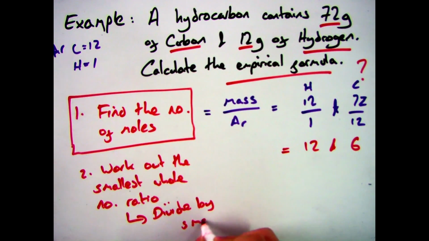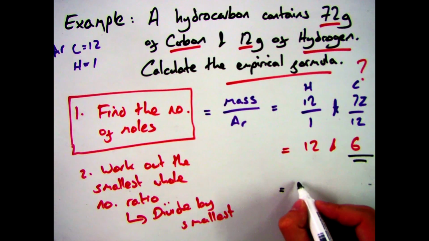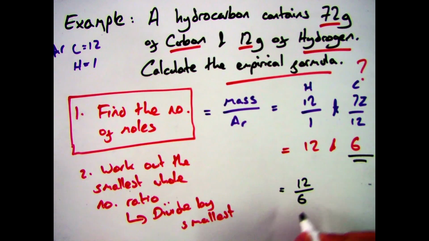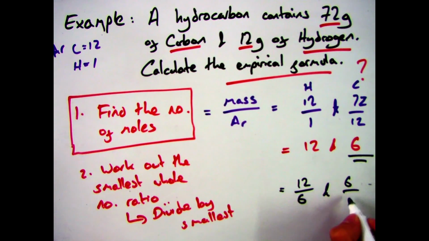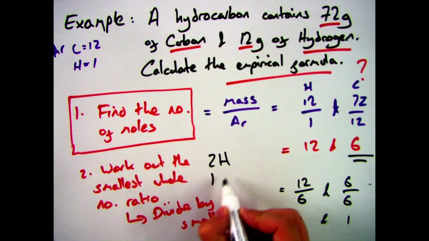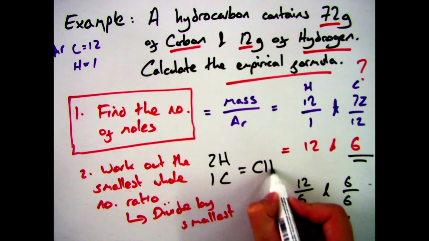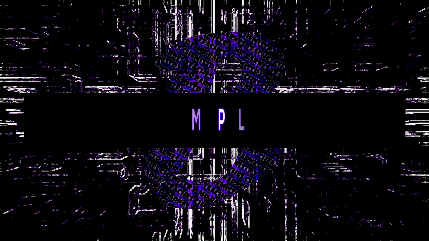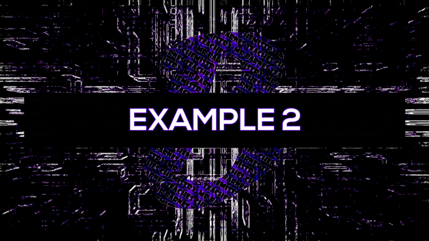Now the second step is to divide both of those numbers by the smallest one. So in this case it's 6. So what I need to do is divide 12 by 6 and then 6 by 6, which gives me a ratio of 2 to 1. Now the final third step is to take that ratio and to turn that into the formula. So I've got 2 hydrogens and 1 carbon, therefore I have CH2.